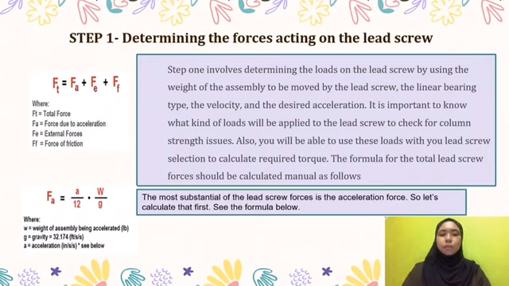The most substantial of the lead screw forces is the acceleration force. So let's calculate that first. See the formula below: Fa equals A divided by 12, times W divided by G.